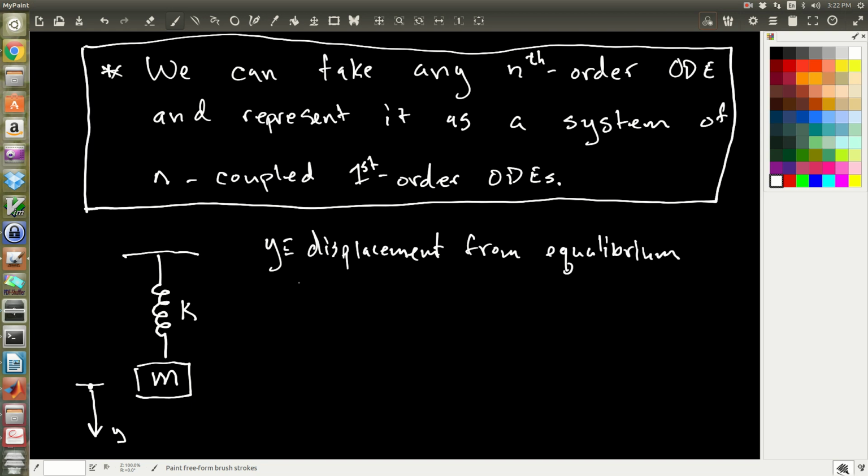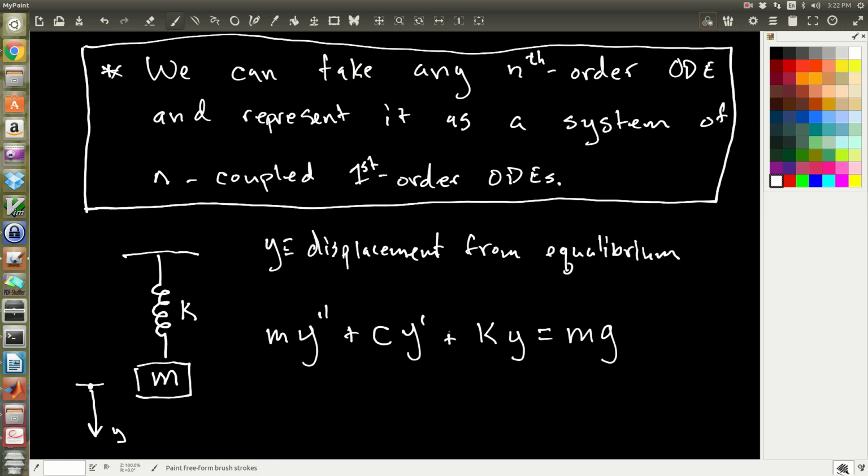Then we can describe the displacement from equilibrium using this differential equation. We get mass times y double prime, which is the acceleration, so the second derivative with respect to time here, plus the damping coefficient times y prime, plus the spring constant times the displacement is equal to the mass times the acceleration of gravity.